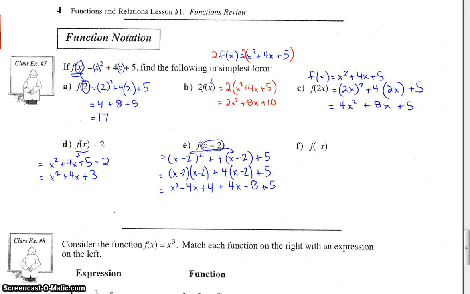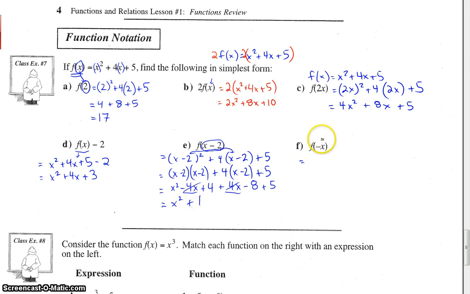Is there like terms? You betcha. Okay, so we have an x squared, we have a negative 4x and a positive 4x. Well, that will equal 0, so we have no x term. Positive 4, negative 8 is negative 4, plus 5 is positive 1. And that should be our final answer. Hope you got that too.